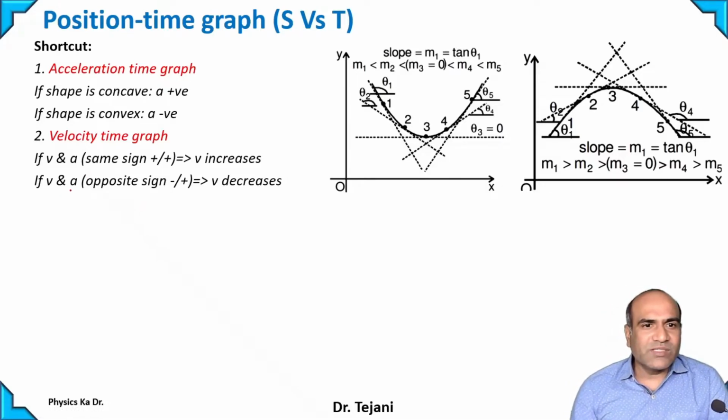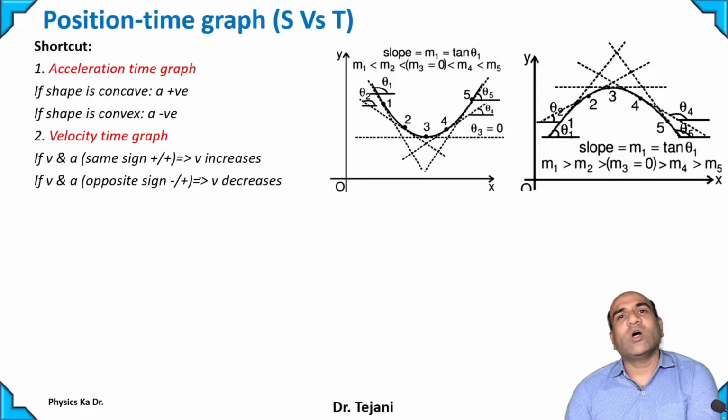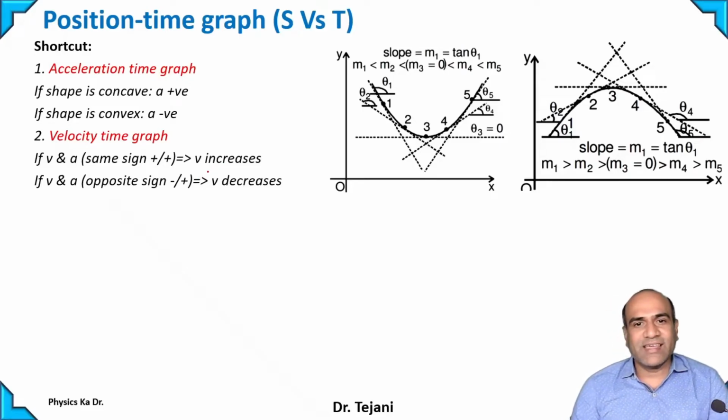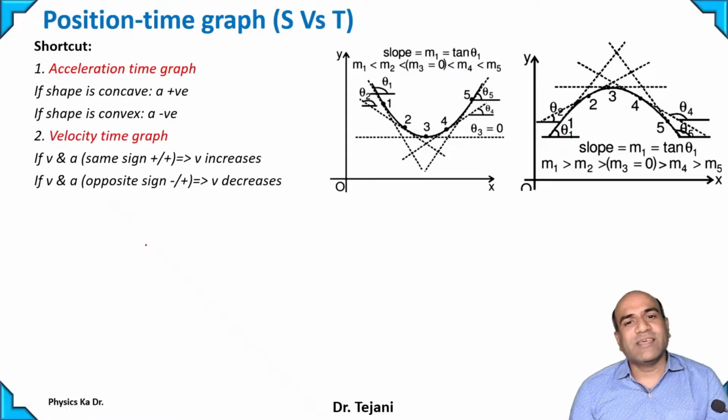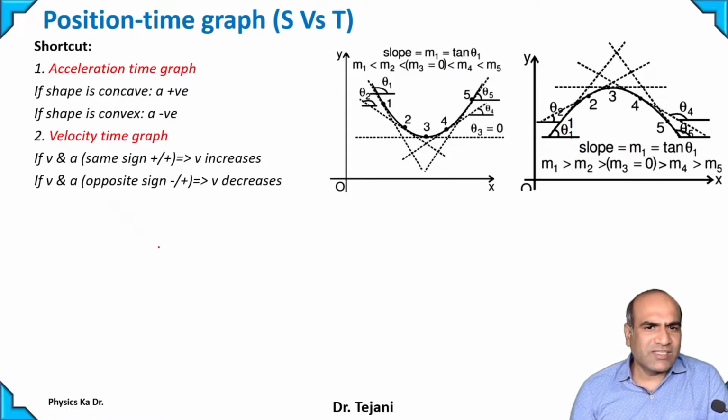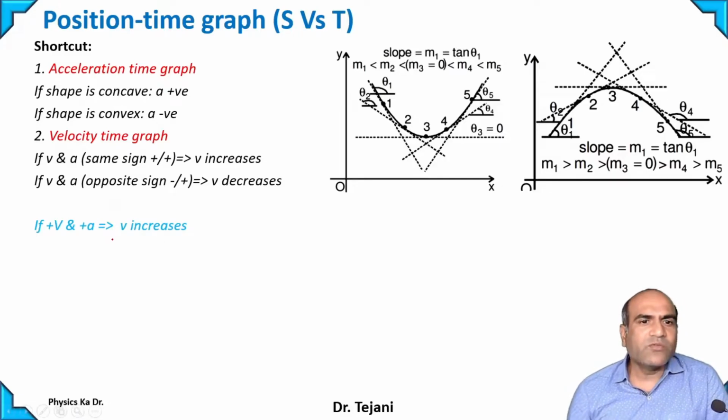Second is if velocity and acceleration both have opposite sign. In this case, velocity decreases. If acceleration is negative, in this case also velocity decreases. If velocity is negative, in this case, velocity decreases. Let's see. So what are the four options possible?